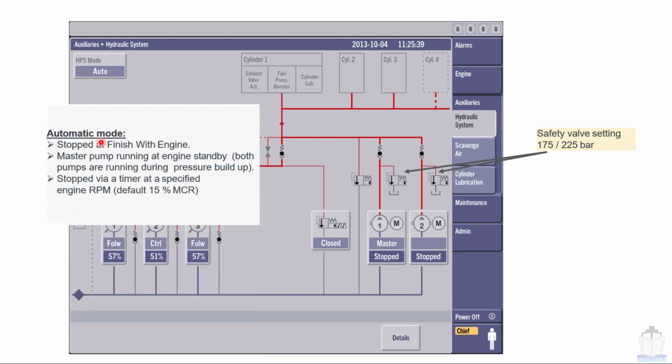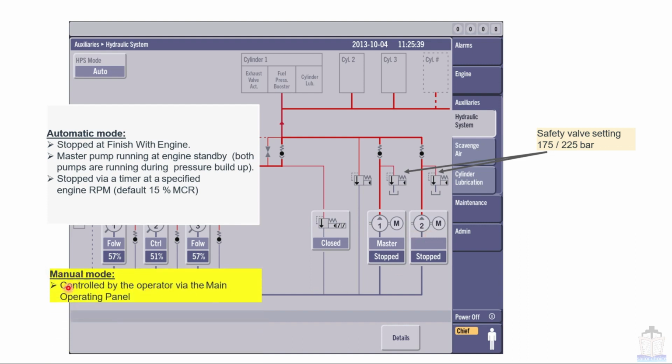Now, in automatic mode, the pumps stop at finish with engine. These two pumps will automatically stop when you press finish with engine. The master pump runs at engine standby. When you keep the engine in standby, the master pump will start automatically. Both pumps are running during pressure buildup. When you press standby, this master pump starts first, followed by the slave pump. Both pumps will keep running until the engine load rises to 15%. As the engine load reaches 15%, both pumps will stop automatically.